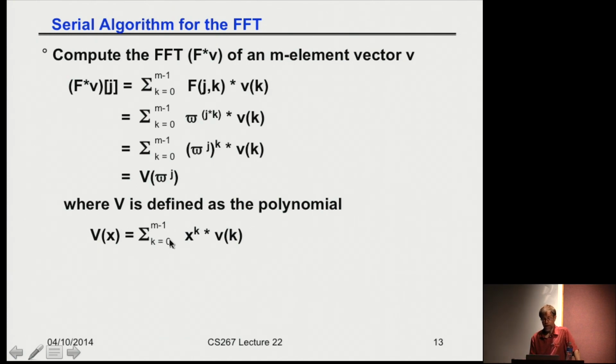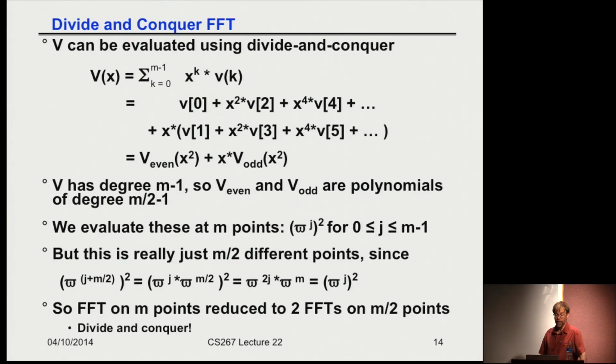And so what I need to do now is explain to you how I can take the problem of evaluating a polynomial with m coefficients at m points and break it into two problems of half the size. So I can do divide and conquer. And I'm going to have to take advantage of the fact that I'm doing it at these special points that are going to be roots of unity. So here on one slide is how I do the divide and conquer.